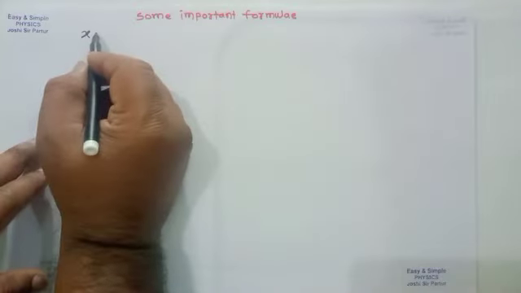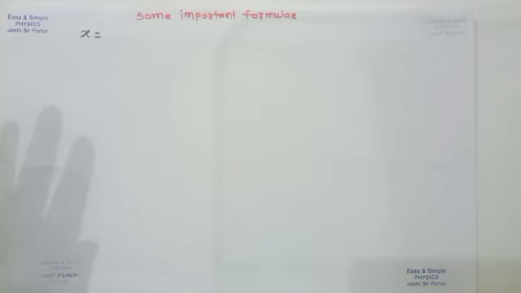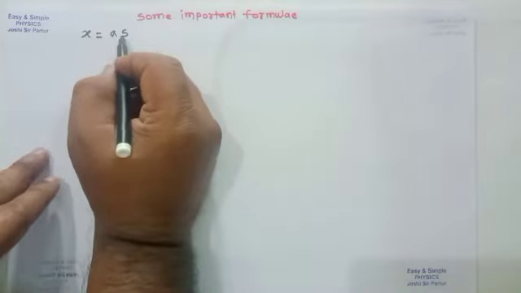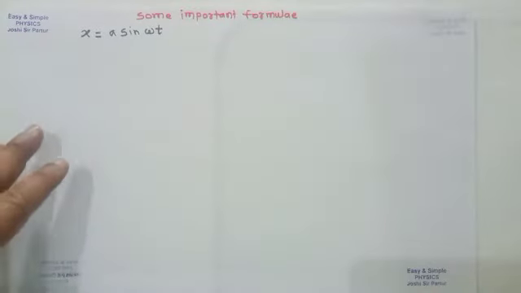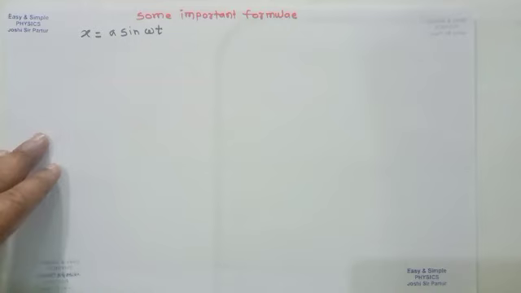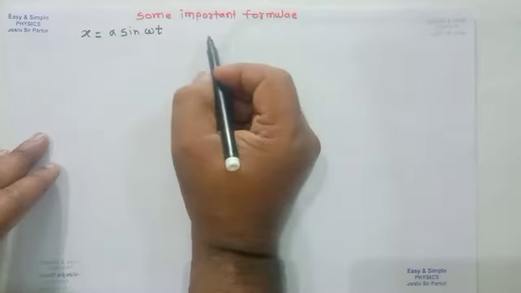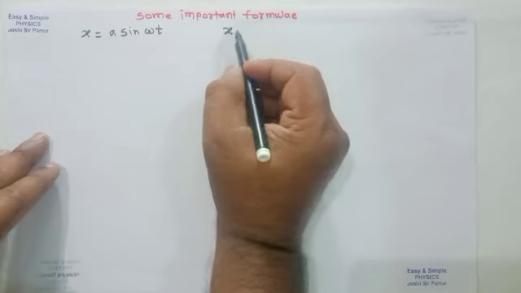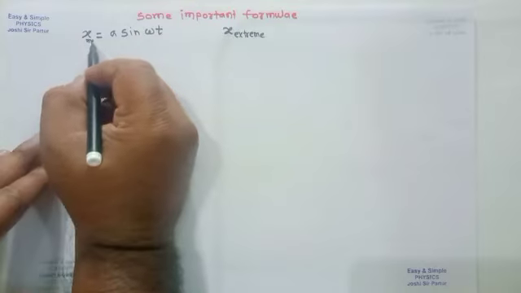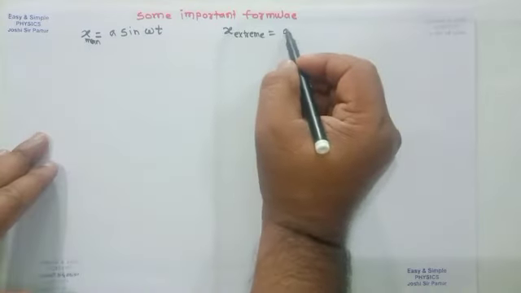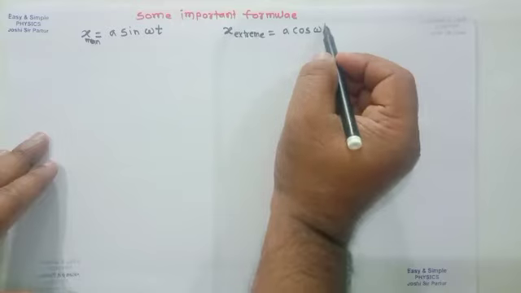Displacement of particle from mean position is x equal to a sine of omega t, whereas displacement of particle performing simple harmonic motion from extreme position is x equal to a cos of omega t.